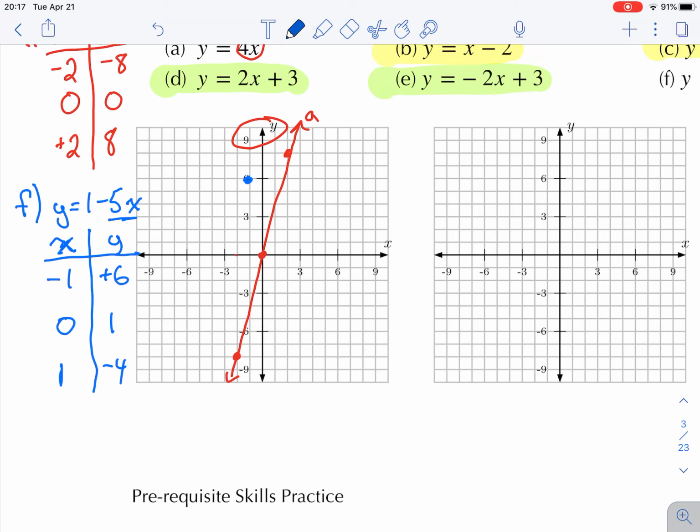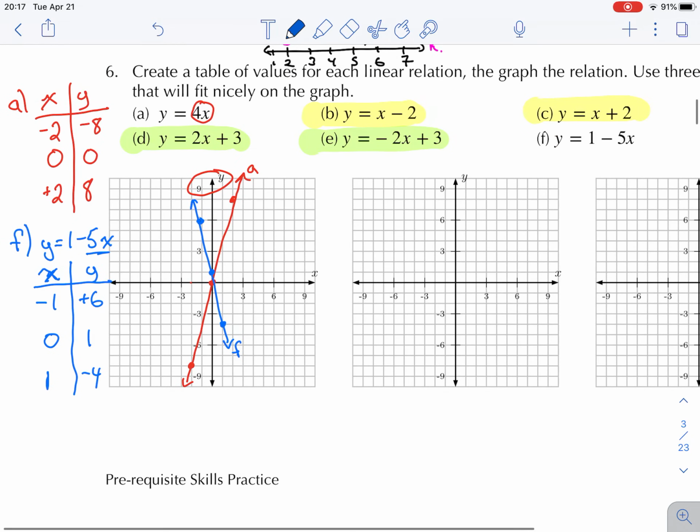So at negative 1, I get plus 6. At 0 on the x, I get 1 on the y. At 1 on the x, I get minus 4. Looks like that. I just graph it up with a line. This is letter F.